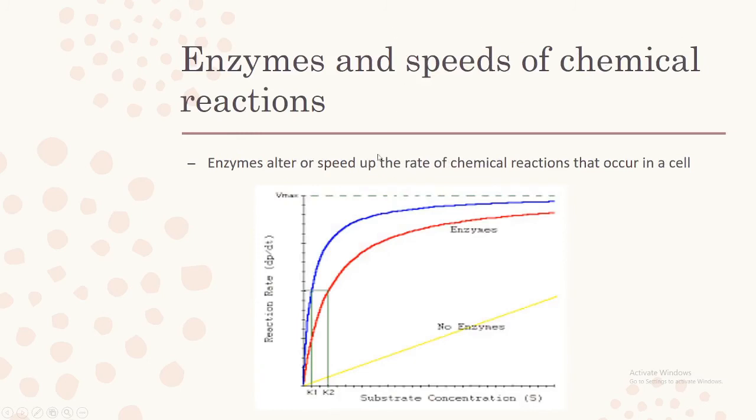Enzymes and speeds of chemical reactions. Enzymes alter or speed up the rate of chemical reactions that occur in a cell. Now see, without an enzyme, you can see that this is a constant reaction, but it is very slow as compared to when there is an enzyme. It speeds up the reaction significantly, because obviously it lowers the activation energy.